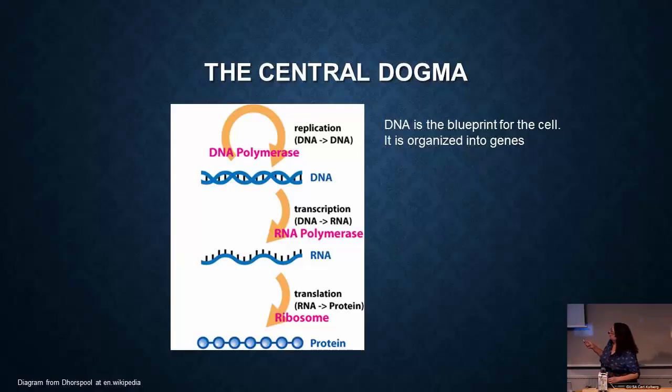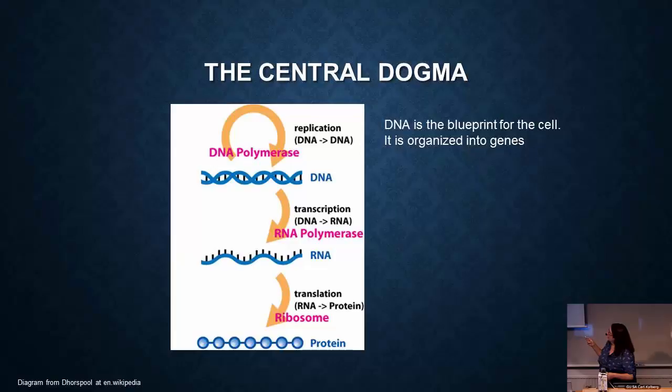Just to remind you, here's DNA. You remember it's a double helix. DNA is replicated using an enzyme called DNA polymerase. DNA polymerase's job is to copy DNA. DNA is the blueprint for the cell, and it's organized into genes. All the cells in your body essentially have the same DNA, and our DNA differs between us and a plant and a bacteria.